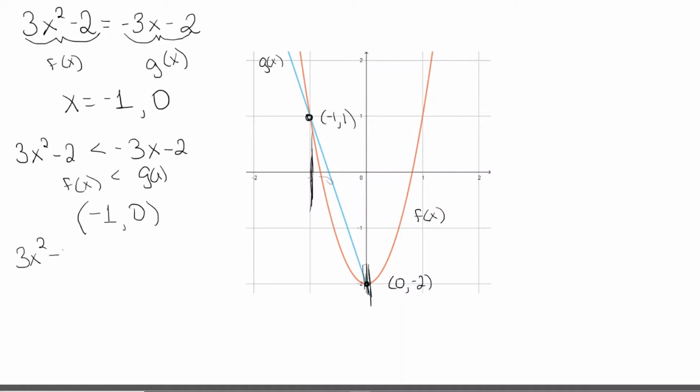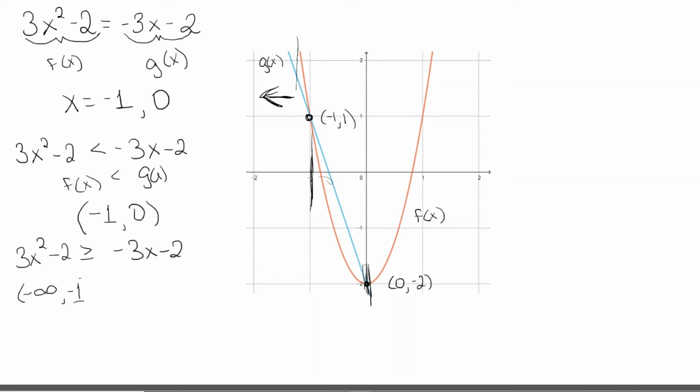If we wanted to go the other way, this time I'm going to say greater than or equal to negative 3x minus 2. Over here, to the left of negative 1, we can see that vertically my orange curve is higher than my blue curve. So the orange function, the x squared function, will be greater than the line between negative infinity and negative 1.